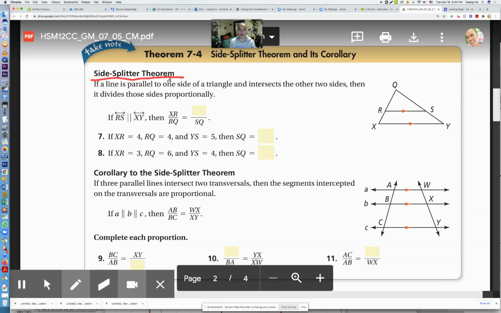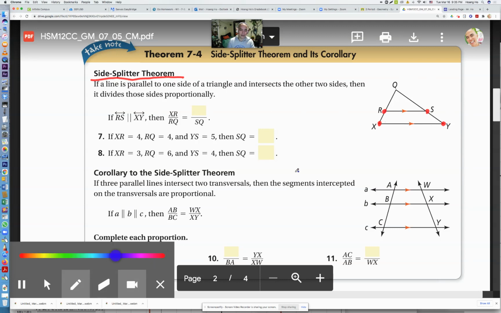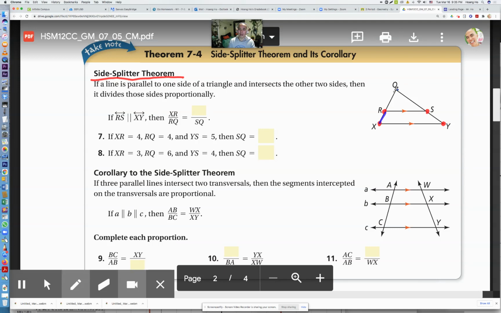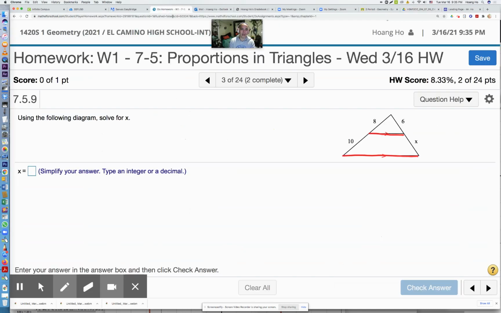Side splitter theorem: if a line is parallel to one side of a triangle and intersects the other two sides, then it divides those sides proportionally. So you can set up XR divided by RQ. That XR should go with SY, so SY divided by SQ. Let's apply that to our problem.